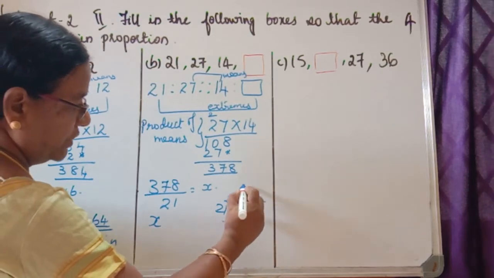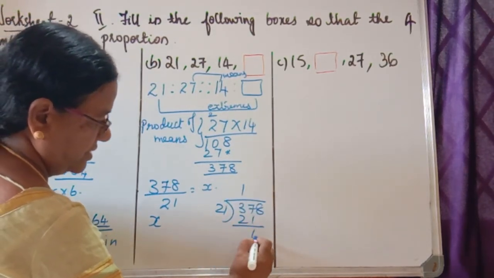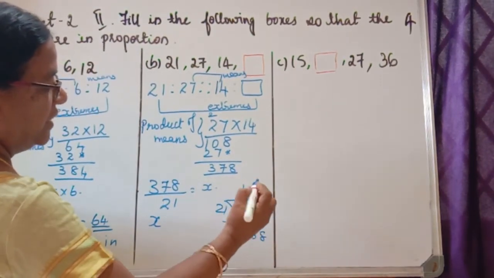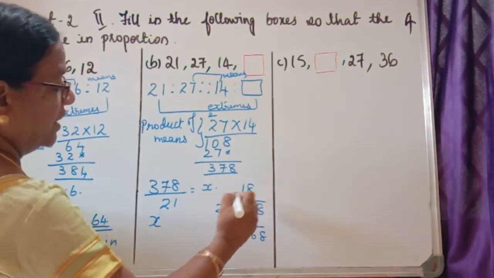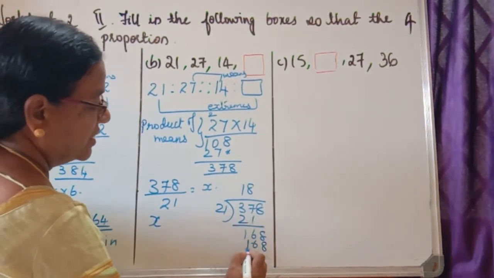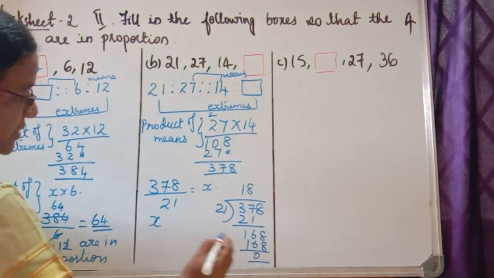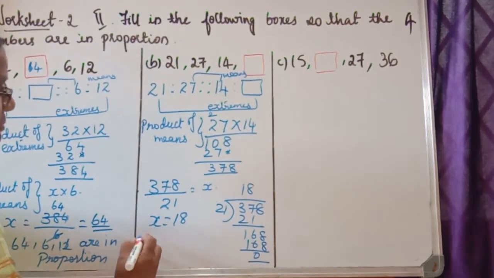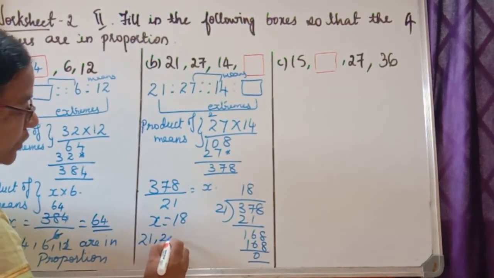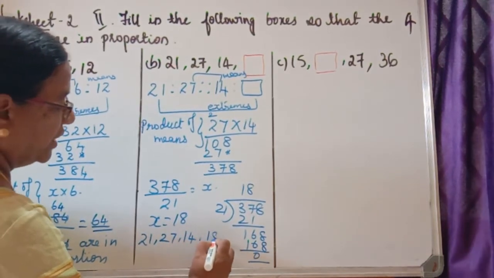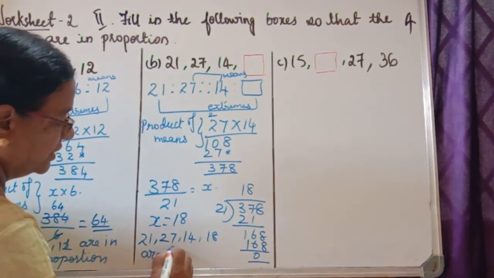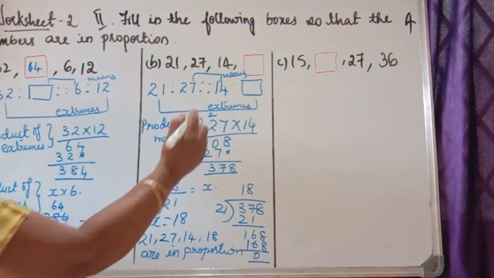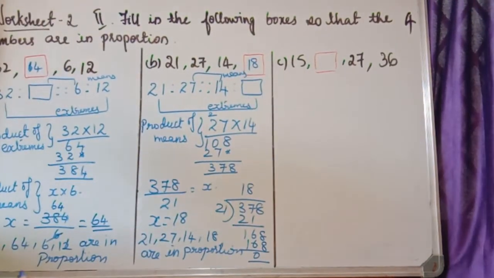In 37 how many 21s are there? 1. 21. 6 remainder 1. In this how many 21s are there in 168? 8. 8 1s are 8. 8 2s are 16. Remainder is 0. So what is the value of x? 18. So 21, 27, 14, 18 are in proportion. When it becomes proportion, if 18 comes in the box, it is in proportion.